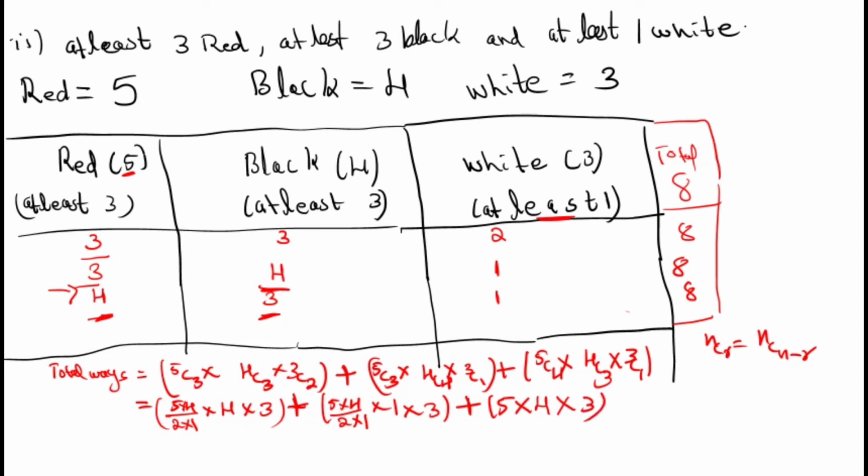Okay, now substitute. Here see, 2 ones are 2, 2 fives are 10, 10 fours are 40, 40 into 3, 120. Plus here 2 ones are 2, 2 fives are 10, plus 3 into 3, it's equal to 30, plus 5 fours are 20, 20 threes are 60. So the total ways is equal to 210. If you add these, you will get 210.